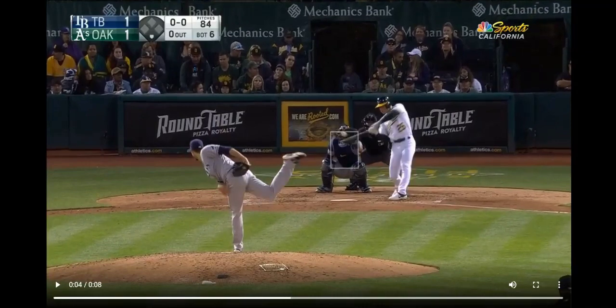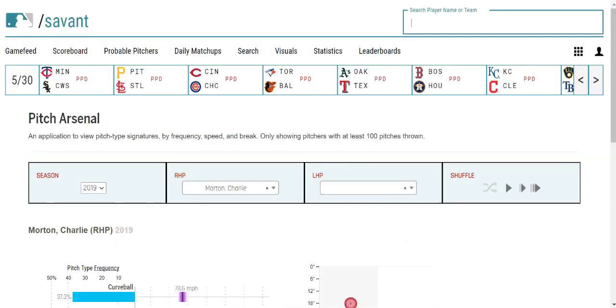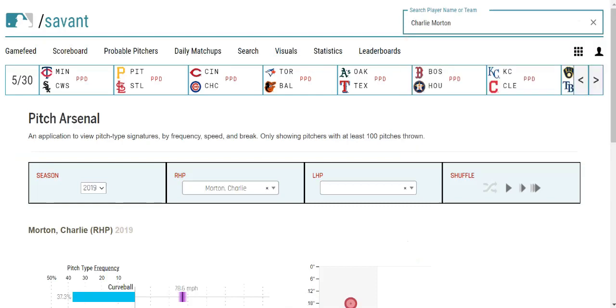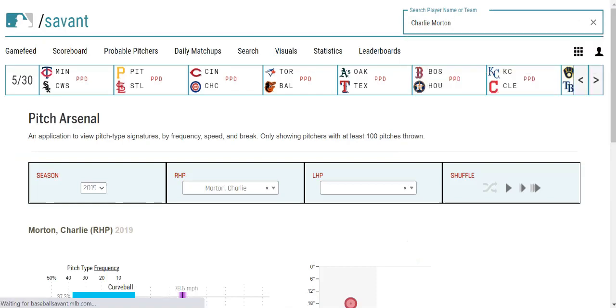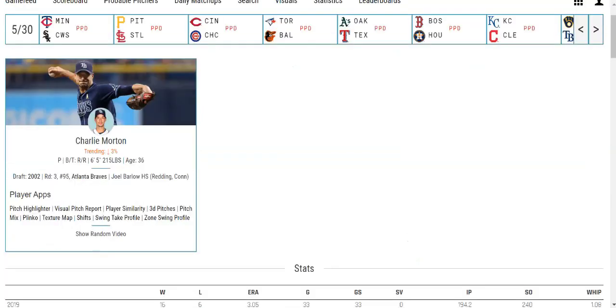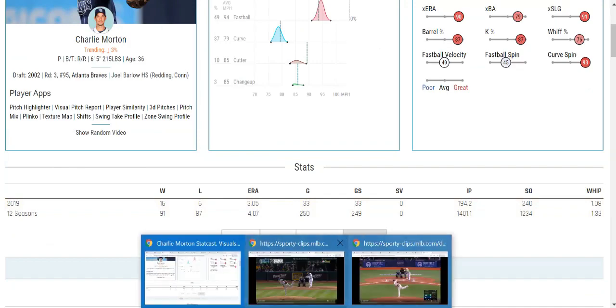Real quickly, I'm going to go back and look at Charlie Morton's, oh, I don't have it up. I want to see if Charlie Morton's fastball spin rate is good. I think it would make sense if his spin rate was good, that he would have that hop on that pitch and have Chapman be swinging under it. But we will see here in a moment. Fastball spin, 45, so no. Charlie Morton's spin rate is not good.